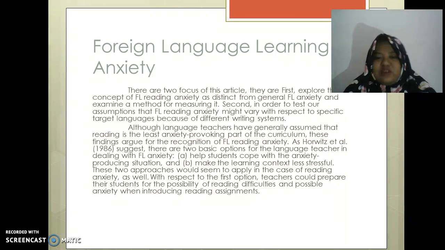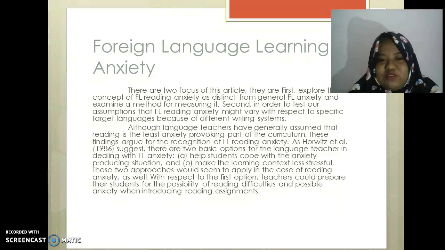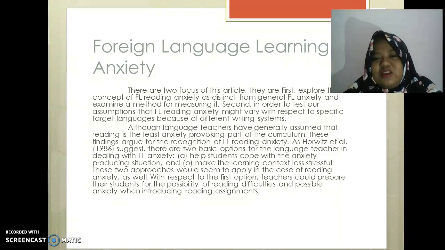And the next is Foreign Language Reading Anxiety. There are two focuses of this article. The first is to explore the concept of foreign language reading anxiety as distinct from general foreign language anxiety and examine a method of measuring it. And the second is to test the assumption that foreign language reading anxiety might vary with respect to a specific target language because of different writing systems.